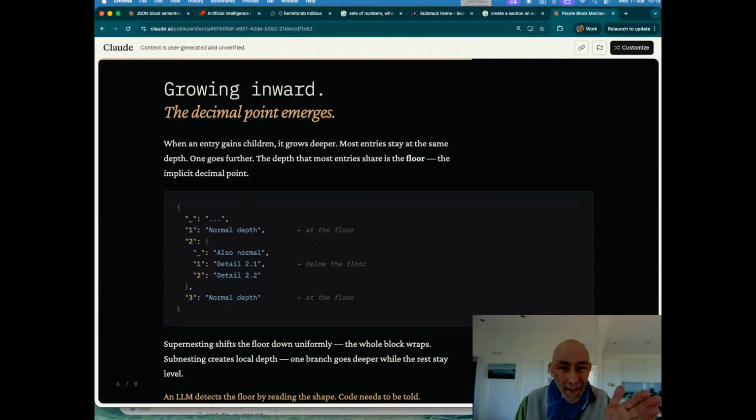We're just going to have to widen this so that the text can actually fit on the same page. Crying out loud. Growing inwards. The decimal point emerges.